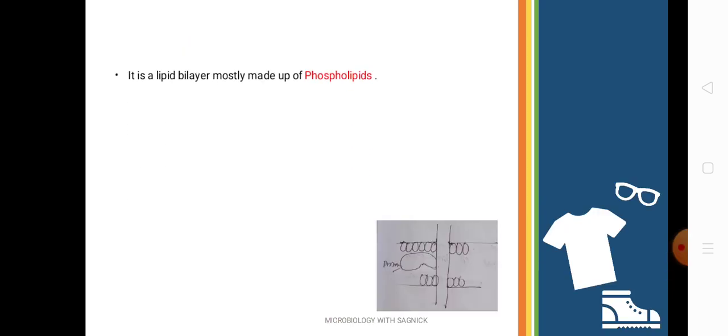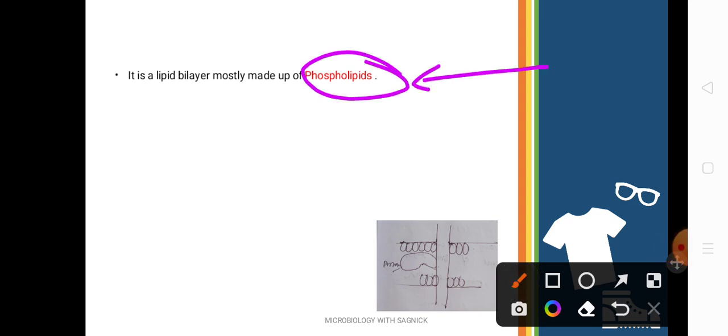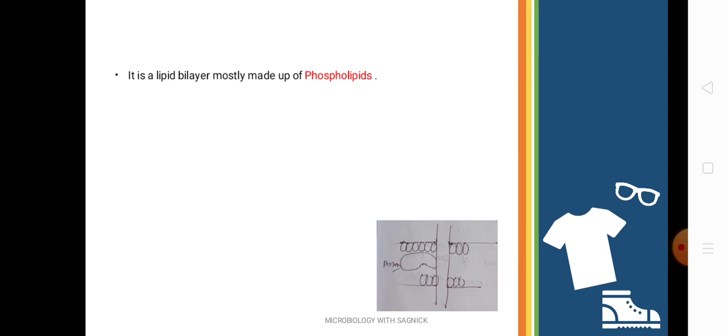Now let's talk about this model in a little more detail. First of all, the lipids present in the cell membrane according to the Singer and Nicolson model are phospholipids. We have already done a lecture on phospholipids. You can watch it to understand the detailed structure of phospholipids. You may find it in the lipid playlist.